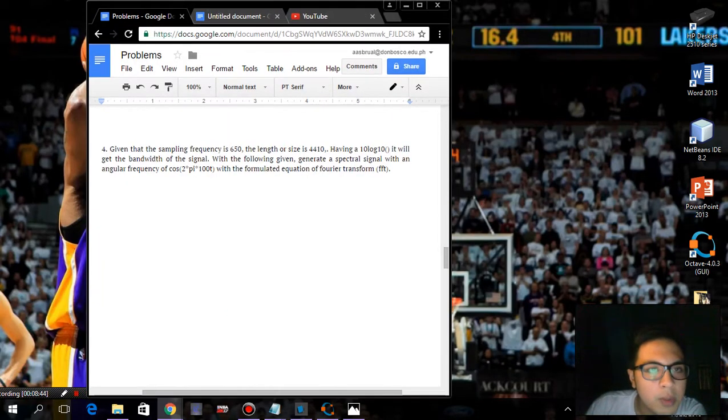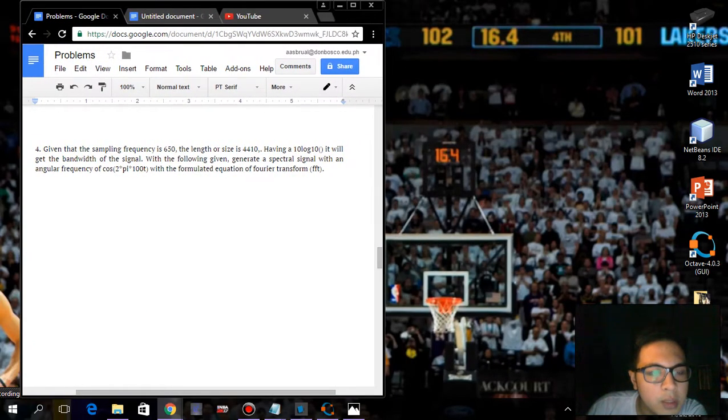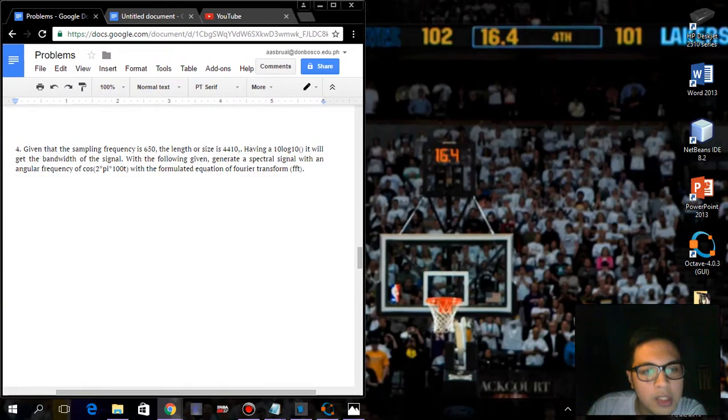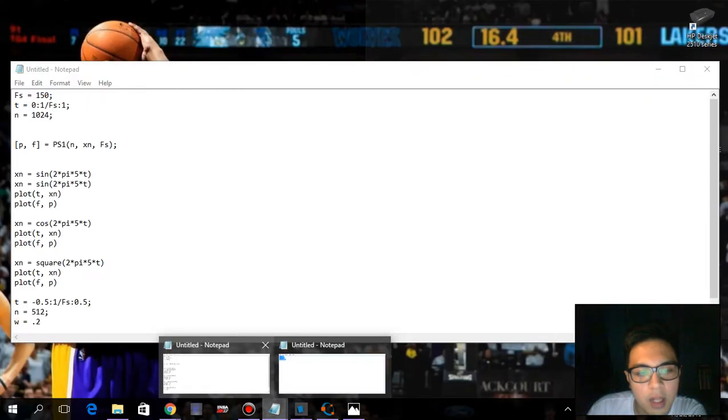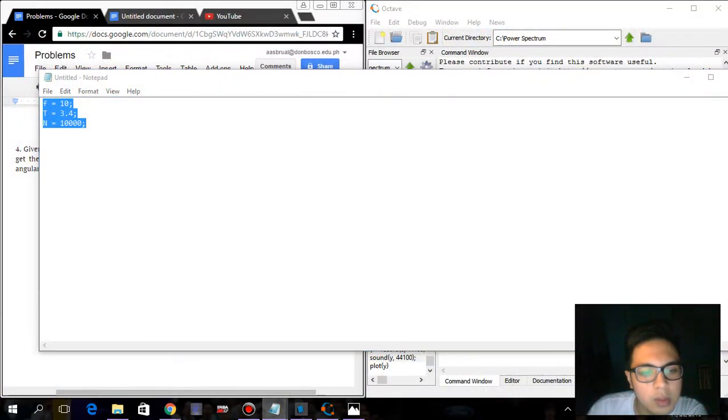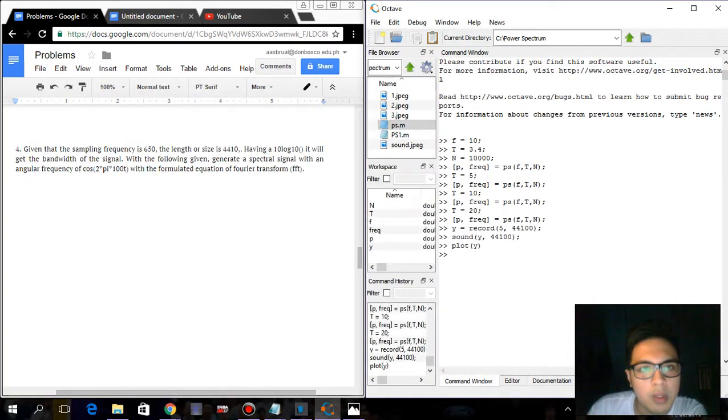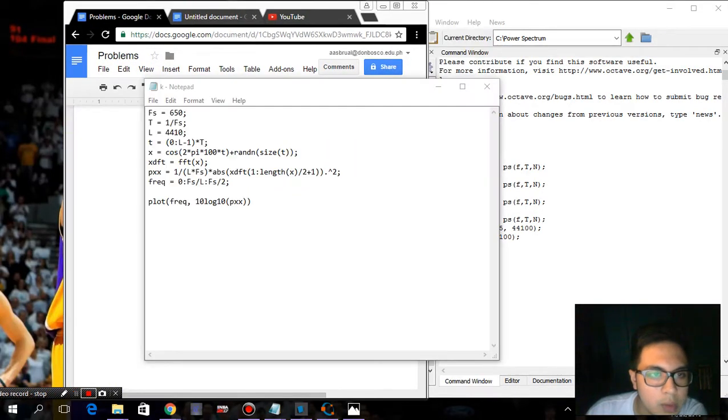And in number 4, given the sampling frequency 650, we are asked to generate a spectral signal with an angular frequency of cosine 2 pi 100t. We'll be needing this one, and I've prepared a code for that one. This is the one that I've prepared.